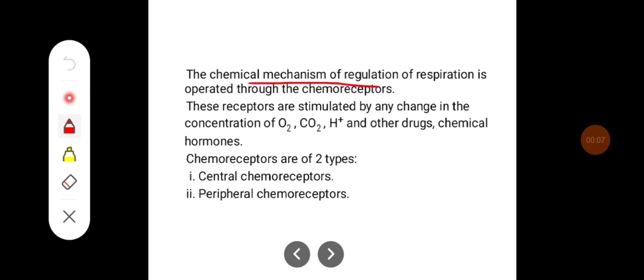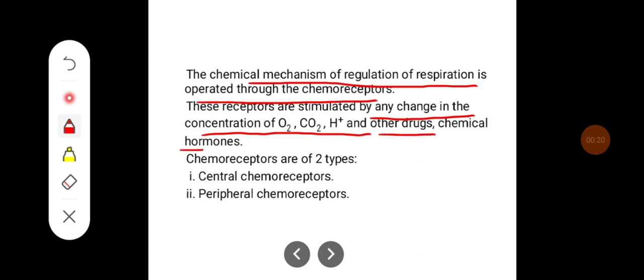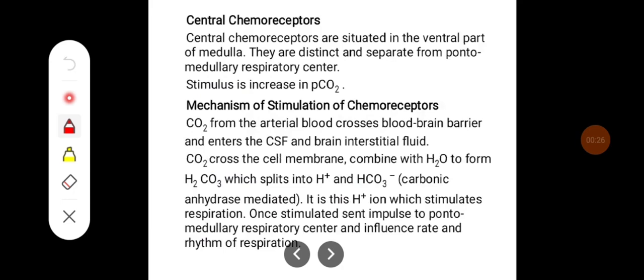The chemical mechanism of regulation of respiration is operated through the chemoreceptors. These receptors are stimulated by any change in the concentration of oxygen, carbon dioxide, H plus ions, and other drugs, chemicals, and hormones. Chemoreceptors are of two types: central chemoreceptors and peripheral chemoreceptors.